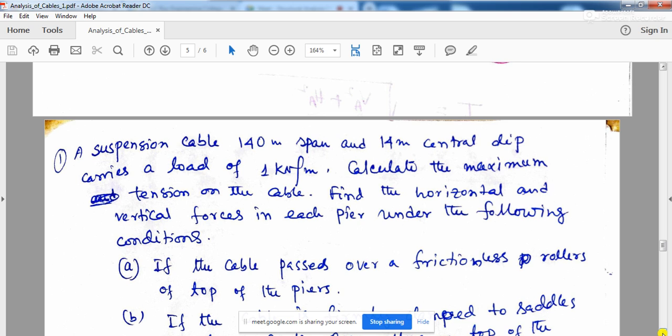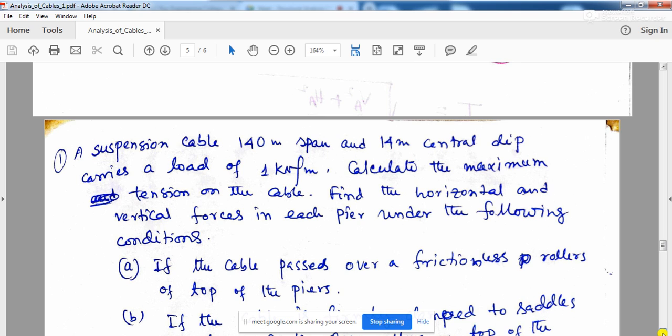We'll take it up separately in the next class. So when we analyze the suspension cable, we will primarily require the support to support distance of the cable, or the span of the cable.